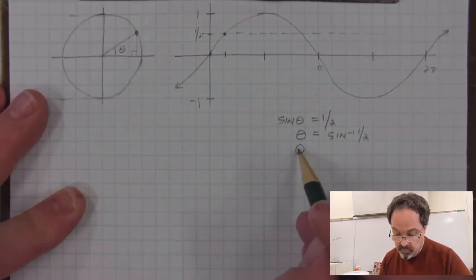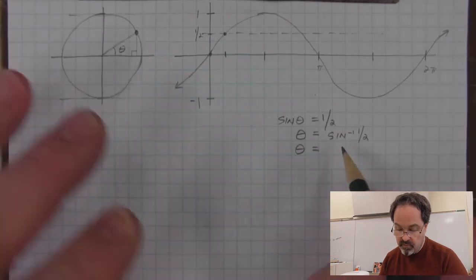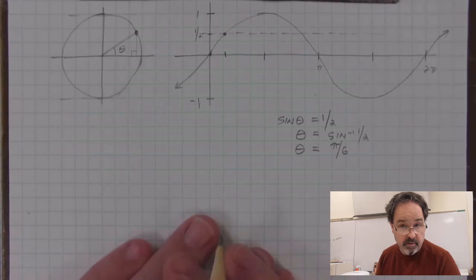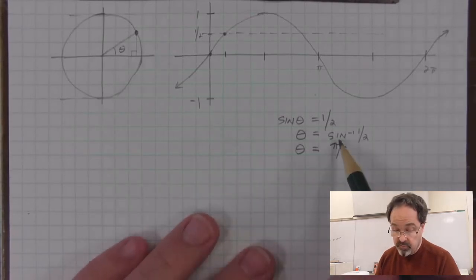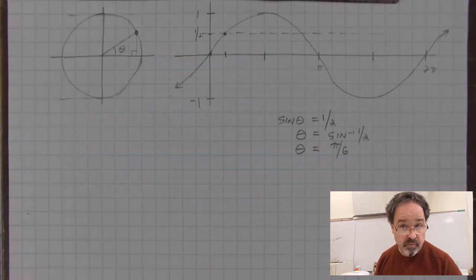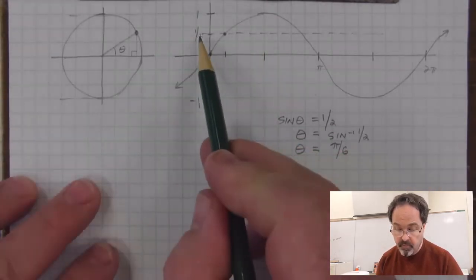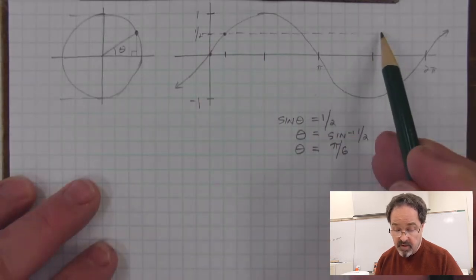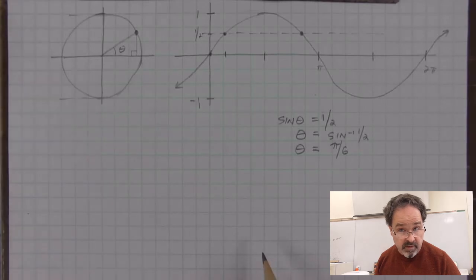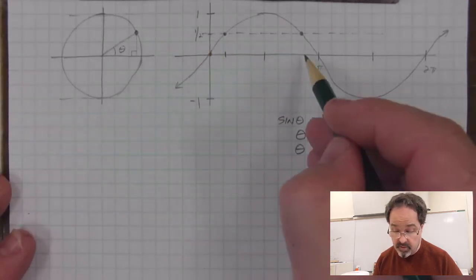A calculator would give us pi over 6, a single answer. We could key in the inverse sine of 1/2, a calculator would show us pi over 6, or the decimal equivalent. But we can see from this graph that there is a second intersection, which means that there is a second angle that has a sine of 1/2.